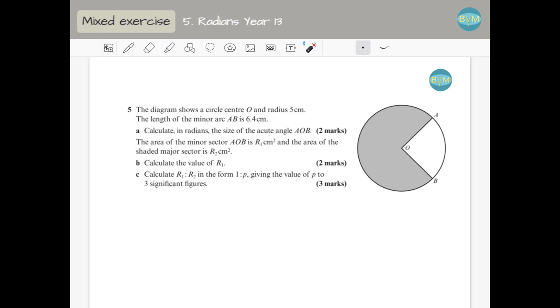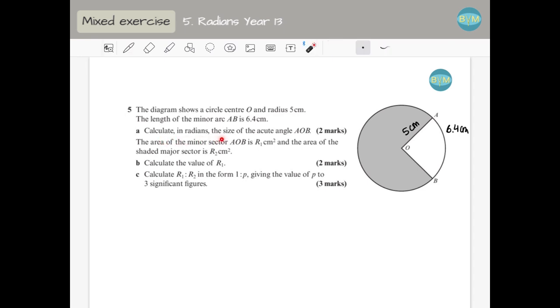Hello, this is question 5 on your mix exercise 5 from year 13. You have a diagram, you have a circle, radius is 5 centimeters, and the length of the minor arc AB is 6.4 centimeters. So this is the minor, this is the major. We have two arcs AB.